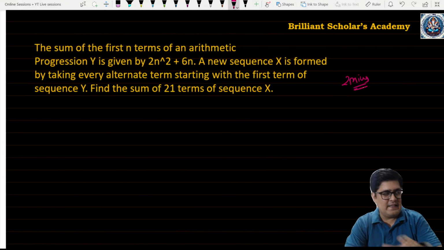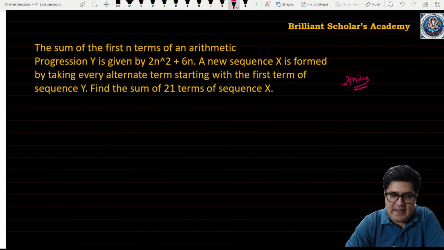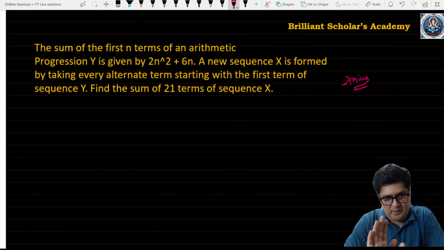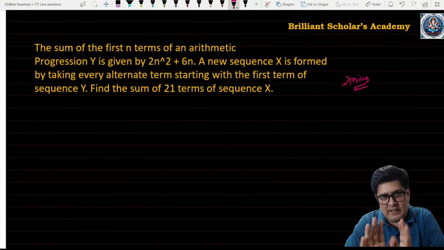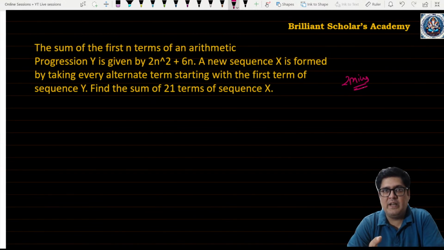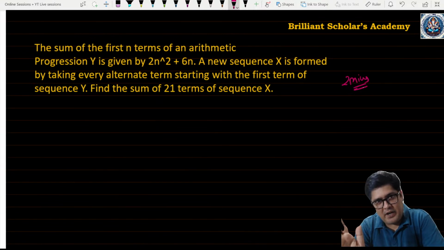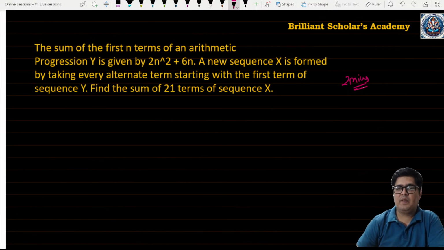So again, as I said, multiple layers have been added to this. First, you are not being told what the sequence is. You are being told the addition of the sequence, 2n square plus 6n. Then a new sequence is formed by taking every alternate term. In that sequence, you need to find out 21 terms. So forget the second part of the question. Let us focus on the first one.